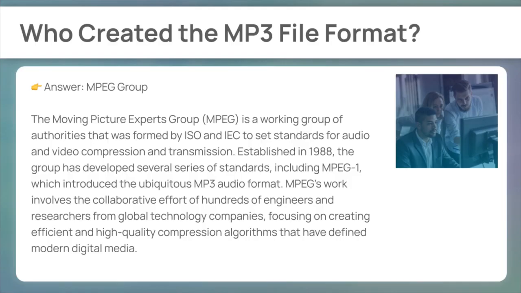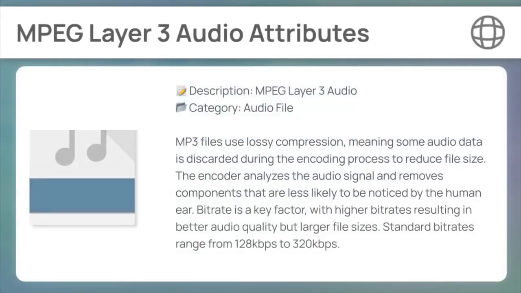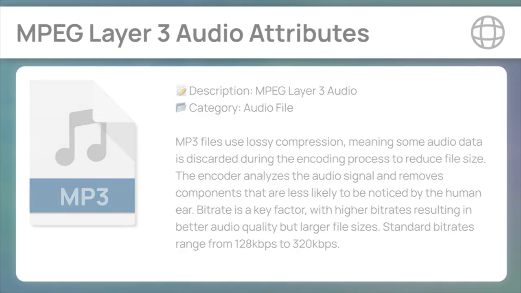This is achieved through perceptual coding techniques. MP3 files use lossy compression, meaning some audio data is discarded during the encoding process to reduce file size. The encoder analyzes the audio signal and removes components that are less likely to be noticed by the human ear. Bitrate is a key factor, with higher bit rates resulting in better audio quality but larger file sizes. Standard bit rates range from 128 kbps to 320 kbps.